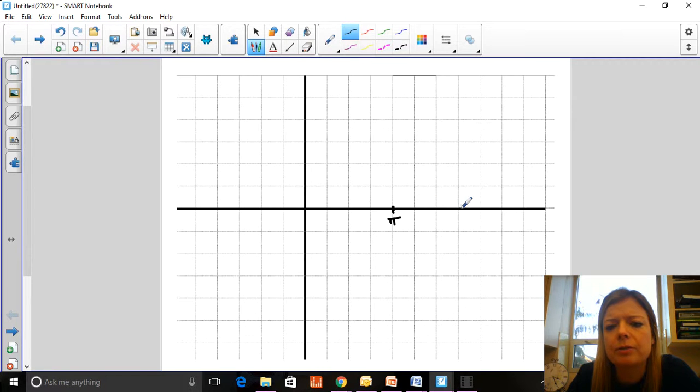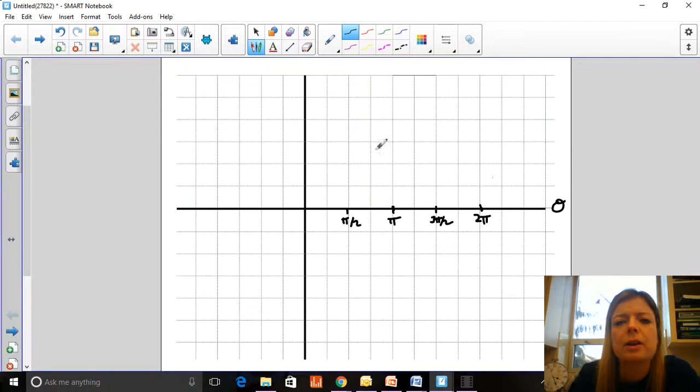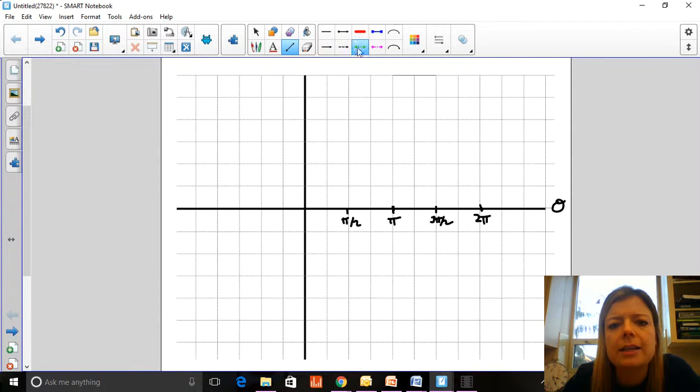And 1, 2, 3, 4, that'll be 2 pi. So then this here will be pi over 2, and this here will be 3 pi over 2. Okay, so this is theta. Then the first thing I like to do, pay close attention guys, is I like to graph my axis.